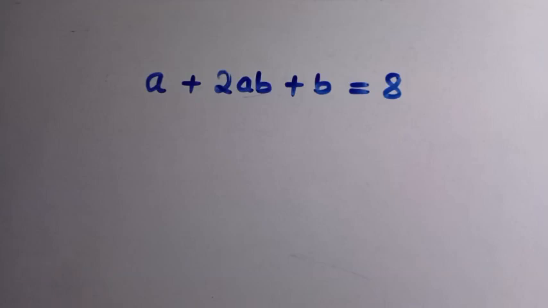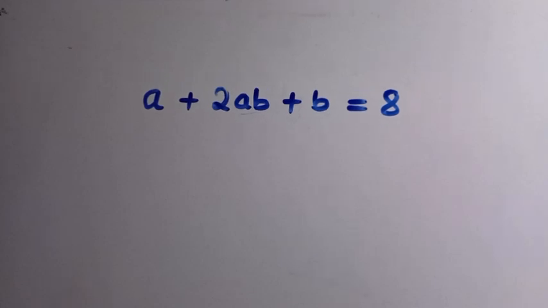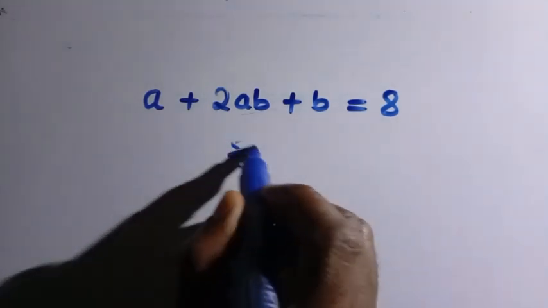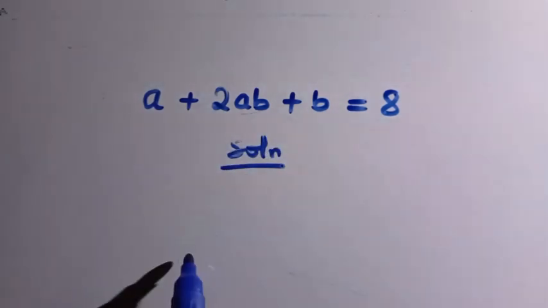How to solve these nice algebraic equations for the value of a and b. We are given a plus 2ab plus b equals 8. I want to find the values of a and b here. So let's consider the solution from here.